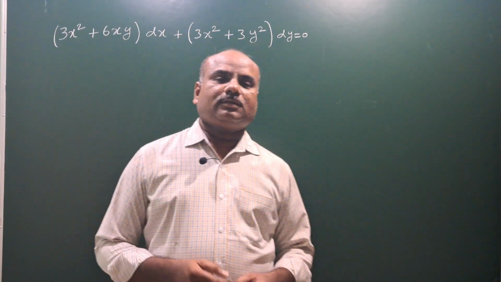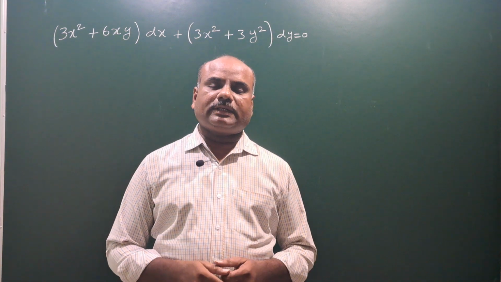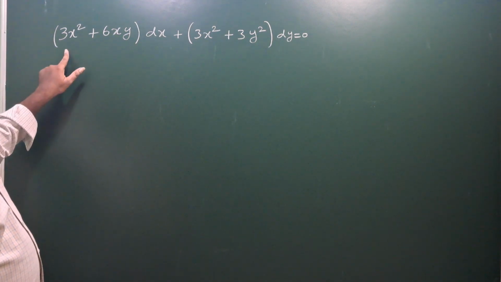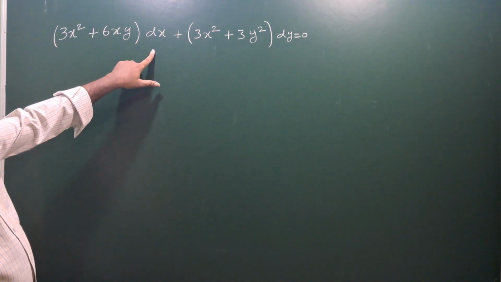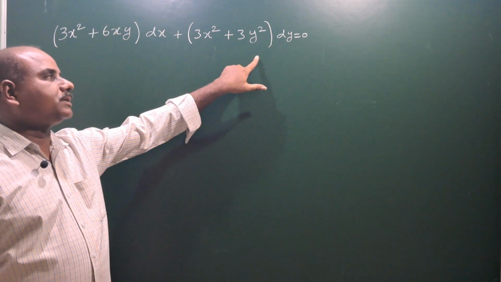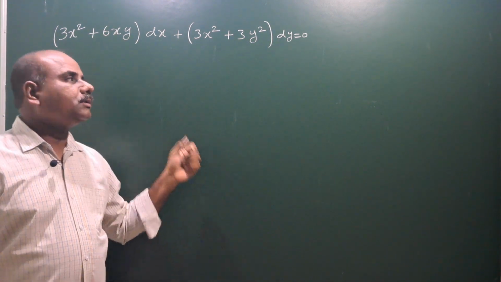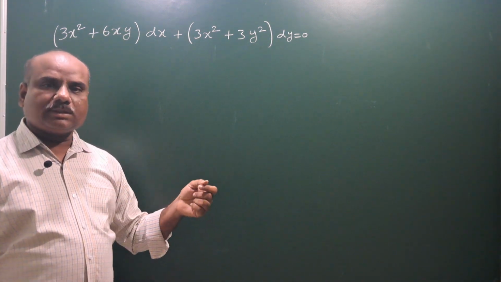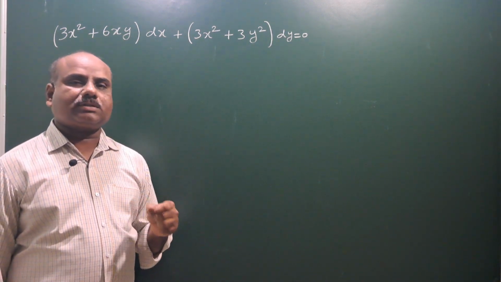Hello students. Next problem from exact differential equation. So let us see our problem. (3x² + 6xy) dx + (3x² + 3y²) dy = 0. We have to solve this equation. That means we have to find the general solution for this differential equation.